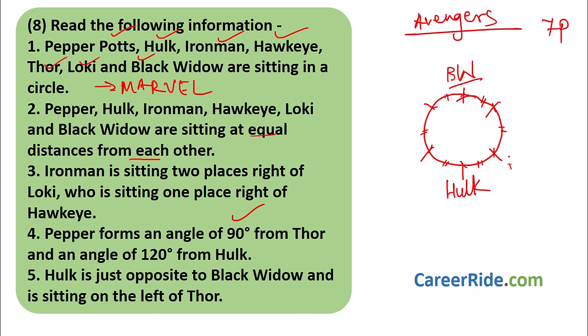Now what have they given? Pepper forms an angle of 90 degrees from Thor and angle of 120 degrees from Hulk. Now, whenever we divide, a circle is how many degrees? 360 degrees, okay? When we divide it into 6 parts, each part becomes how many degrees? Divide by 6, 60 degrees. Simple. So, this is 60, this is 60, this is 60, this is 60, this is 60, this is 60.